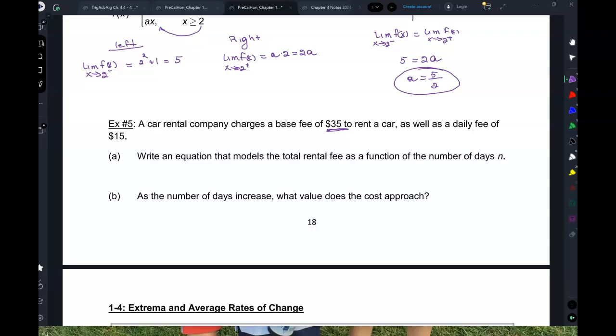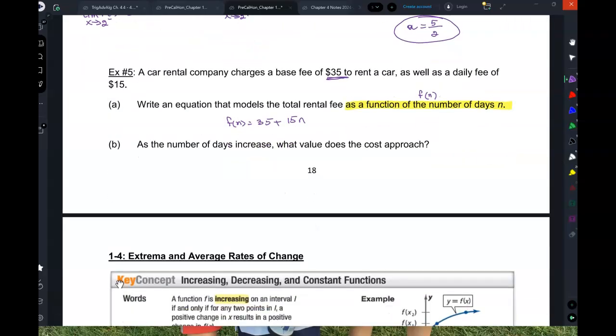So take a look at what this says. Write an equation that models the total rental fee as a function of the number of days n. That means we want to write a function f of n. Do you see that? You know those Drake memes, where it's one thing and then you're like, yeah, that one? You can write y equals, or f of n equals. It's now elevated. So f of n. How much is this thing going to cost? $35 plus 15n. Again, you've been doing that since you were little.